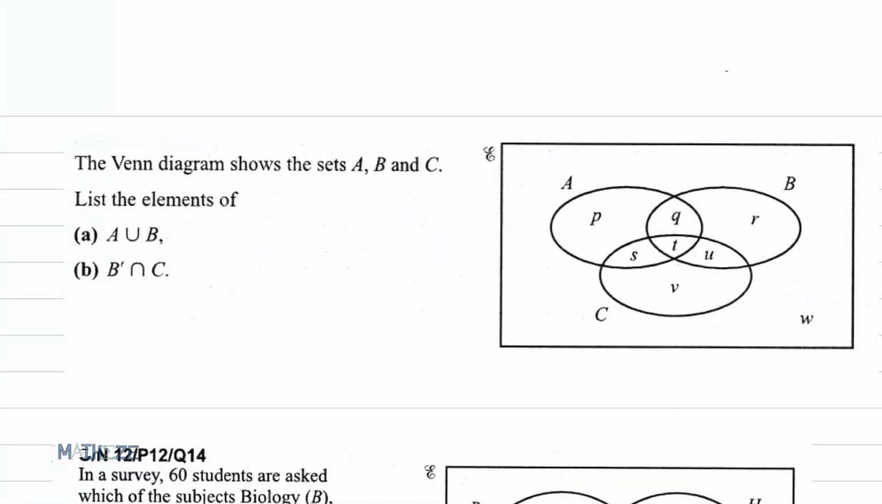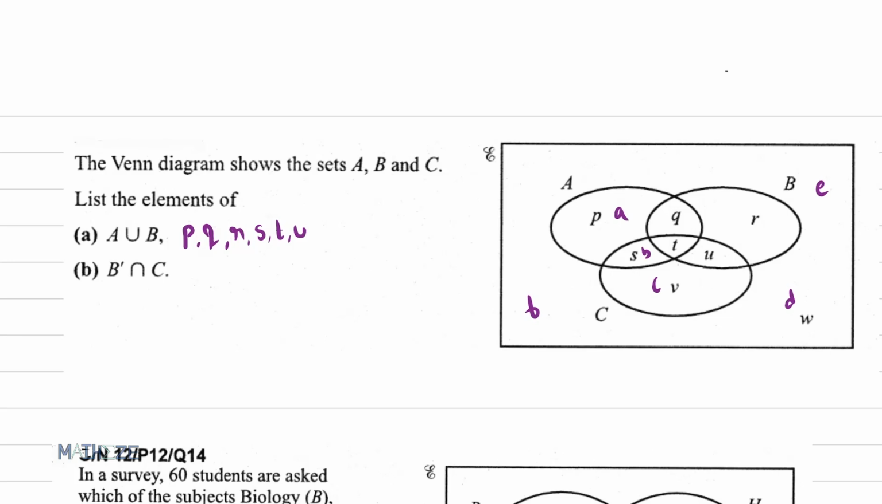It says write down all elements of A union B. A union B means entire A and entire B. So let's write down all elements present in A and B. So it's going to be P, Q, R, S, T, and U. B complement intersection C is part B. First of all, identify that area. And how are you going to do that? Recall the shading approach. B complement is written, so write down letters in all the areas of B complement.